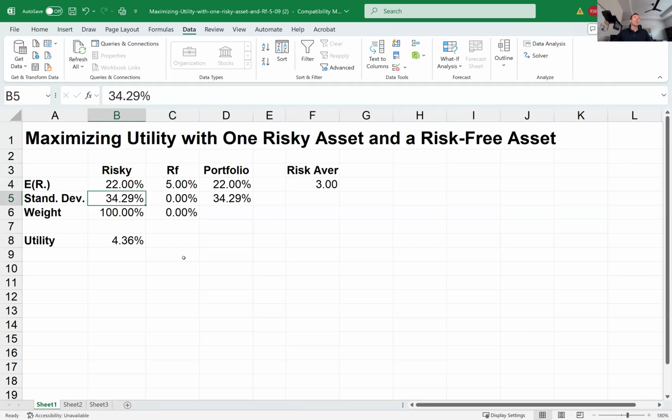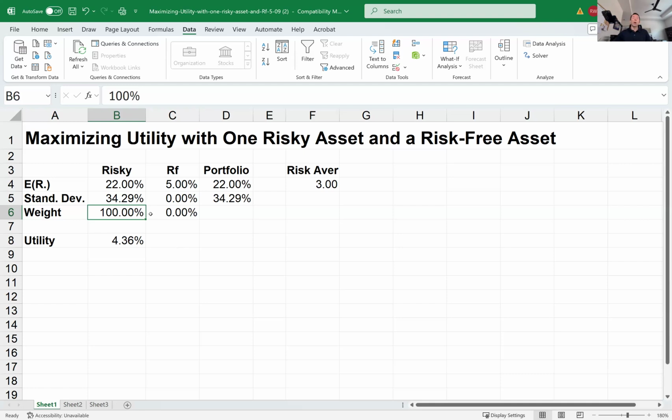The standard deviation of the risky asset is 34.29%. And of course, the risk-free asset has a standard deviation of 0. That's our definition of a risk-free asset. So right now, we're putting 100% of our money into the risky asset. That's what we're going to get Solver to change.